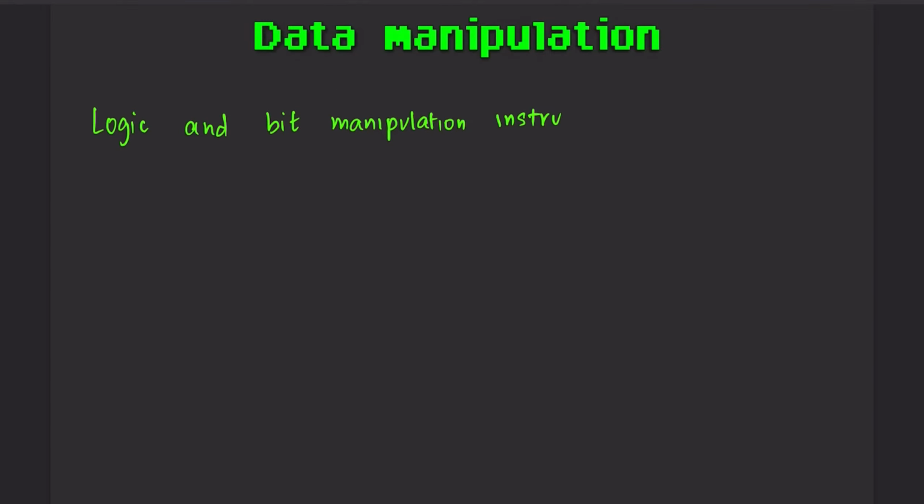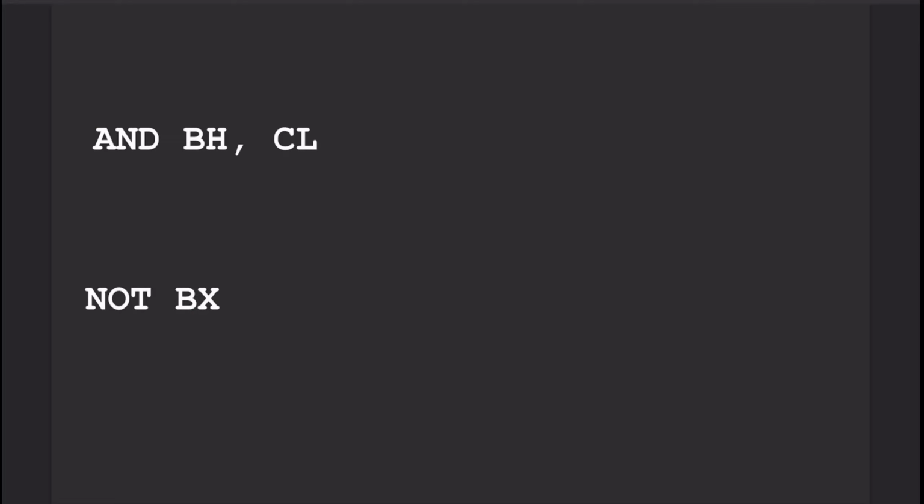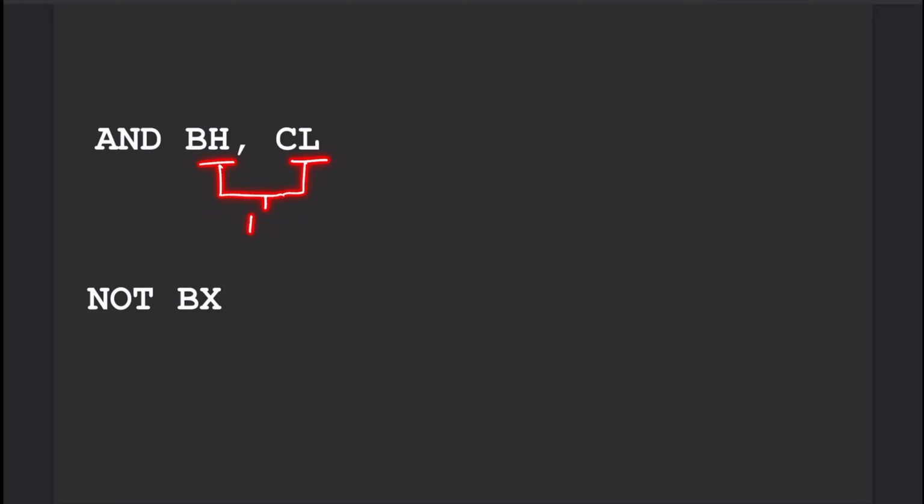Secondly, we have logic and bit manipulation instructions such as AND, OR, XOR, NOT. An example of logical instruction would be AND BH, CL. This instruction would compute logical AND on the registers BH and CL and store the result in BH register. NOT BX. This instruction inverts content of BX register.